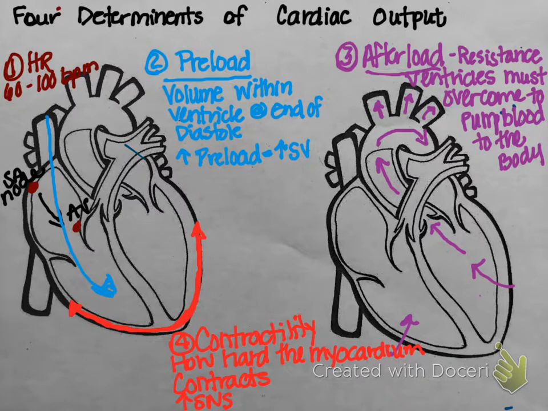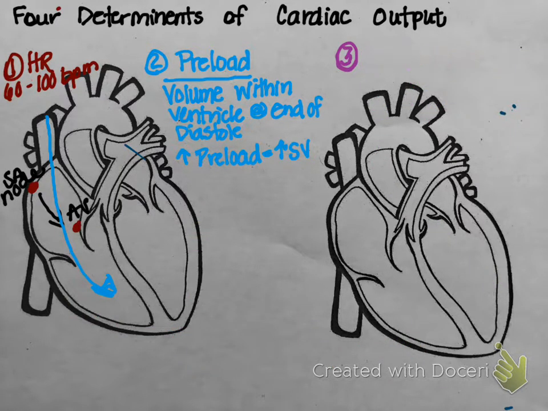Oh, sorry, that's a lot, isn't it? So then preload is a determinant of cardiac output. And remember what preload is. It's the volume within the ventricle at the end of diastole. You have an increased preload, you have an increased stroke volume.